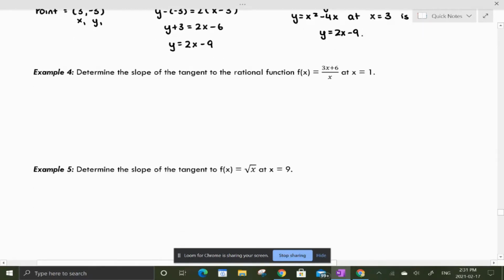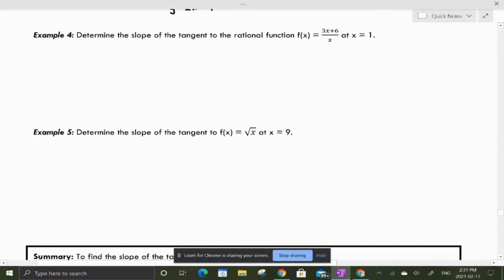In this example, it says determine the slope of the tangent to the rational function f of x equals 3x plus 6 over x at x equals 1. So in this case, we're just figuring out the slope of the tangent. I've already got it in function notation, so I don't need to talk about a let statement. We're going to start off by figuring out what f of 1 is. So I'm going to plug it into my function, and that's going to leave me with 9. So that point is 1 and 9.